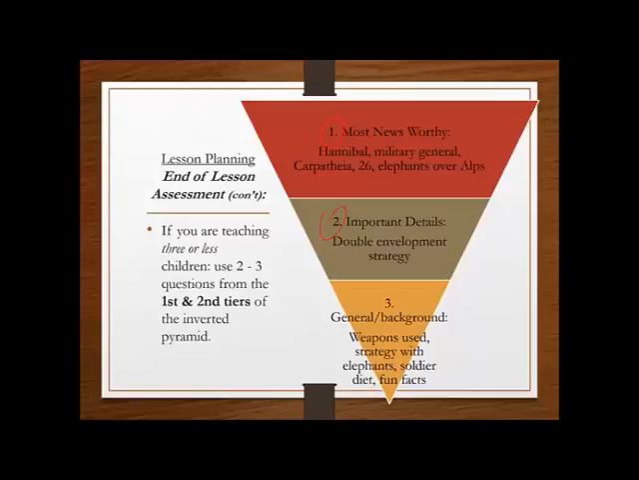So in our weapons study class, and remember, the inverted pyramid comes from a single subject. So our entire domain was weapons study. But one of our single class subjects was Hannibal, the general from Carthage. And we would use questions about Hannibal. The most newsworthy information would have been that he was a military general. He was from Carthage. He was 26 years old, and he drove elephants over the Alps to conquer the Roman Empire. The second tier would have been the important details.